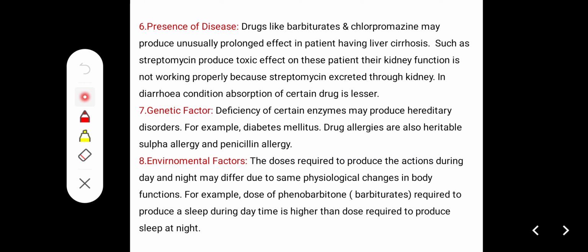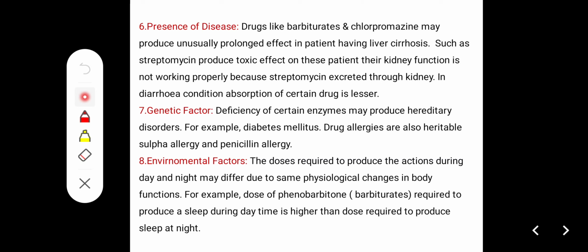Seventh factor is genetic factors. Deficiency of certain enzymes may produce hereditary disorders. For example, diabetes mellitus, and drug allergies are also heritable, such as sulfa allergy and penicillin allergy. This is the genetic factor. Then the eighth factor, environmental factors.